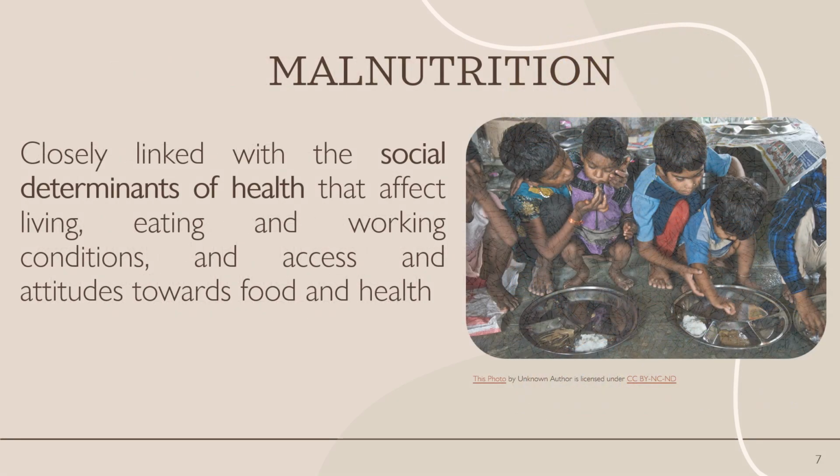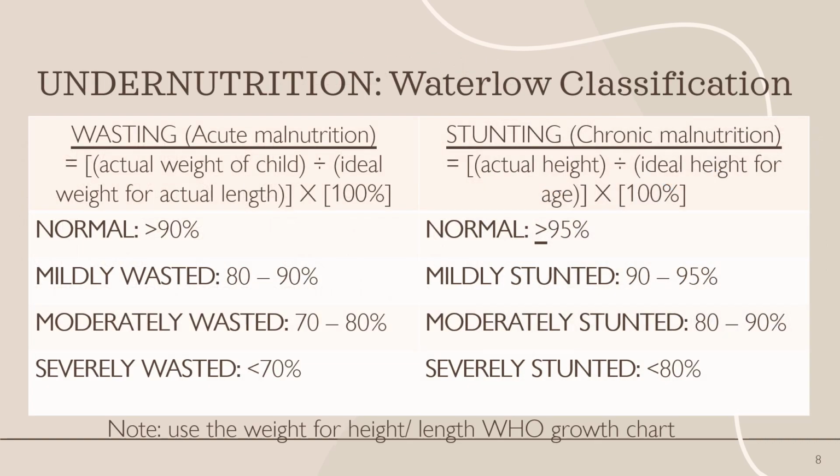Now, this is a problem that is closely linked with the social determinants of health. So, basically, there's a social aspect to this particular problem. It's a disease actually, but it's not merely a state that you acquire just by being sick. So, there are a lot of social aspects to it. But first, how do we determine undernutrition?